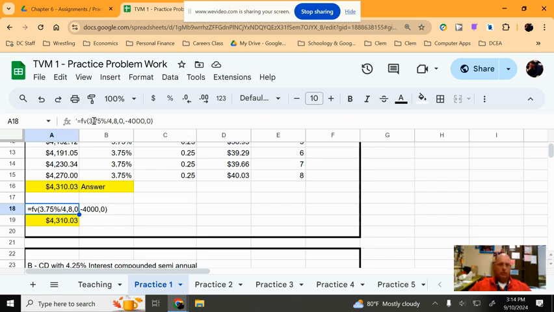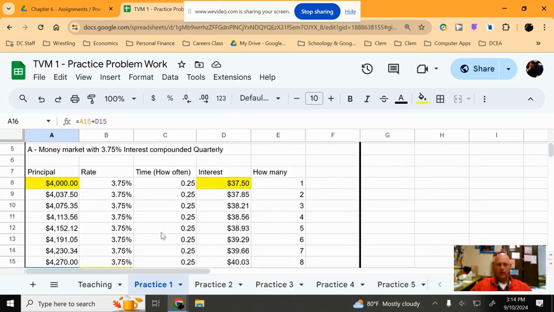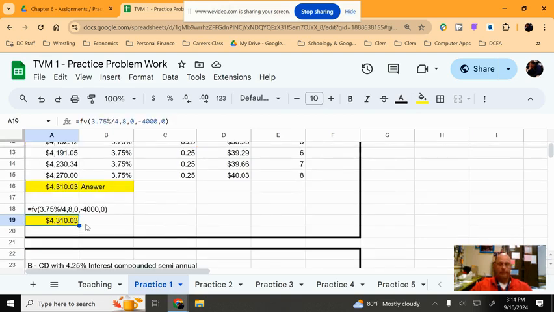So equals FV, interest rate adjusted for time. How many total times is the math done? All in one formula. Payment, present value, and 0. And you notice that I get the same answer whether I do it the old school long way or I do it the new school, if you will, future value way.